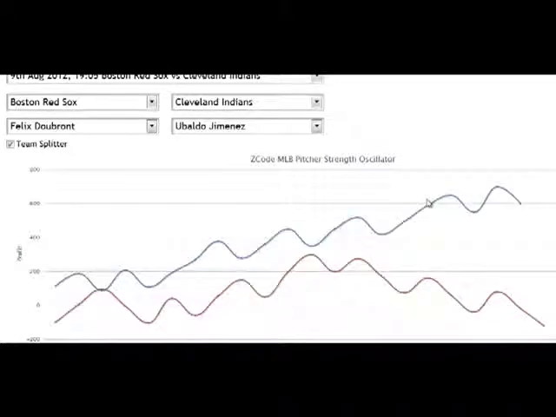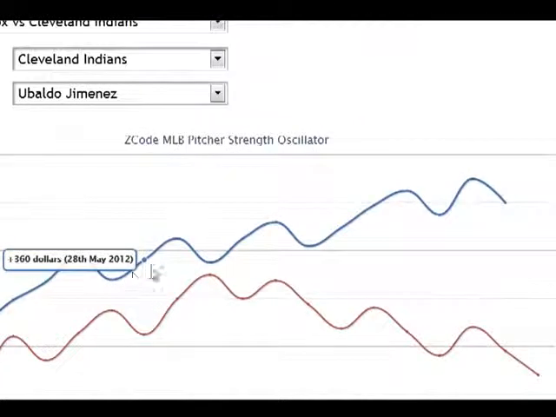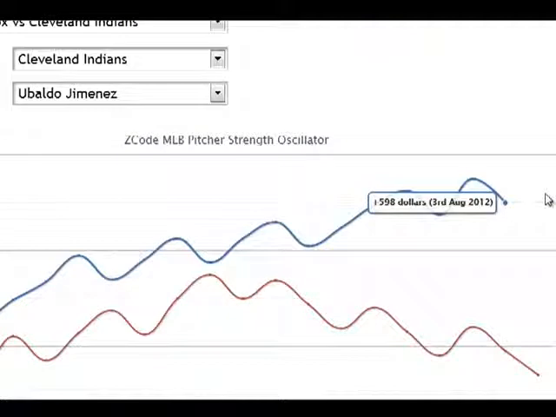Now, in another game with Boston Red Sox versus Cleveland Indians, we have Felix Doubront from Red Sox, and you can see he's very profitable and stable. He's coming in after a loss, but he's never had more than 2 losses in a row. So you can predict that he's going to win this one, because there's a pretty high confidence in his winning ability.